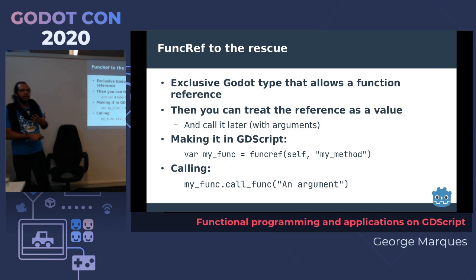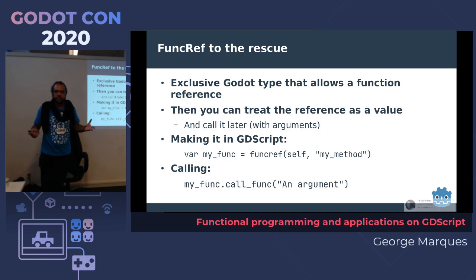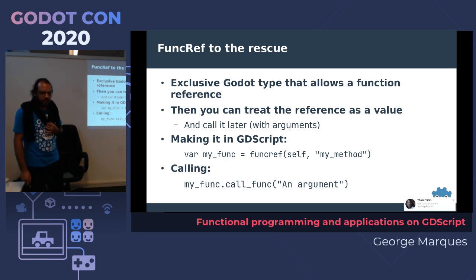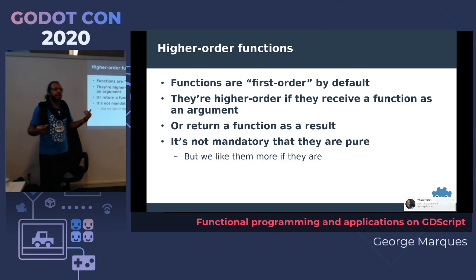And then later you can call it by using the function call_func in this funcref object, and then you can pass any arguments that the method can actually receive. So that can be used in GDScript right now. So with that, we can make higher order functions.